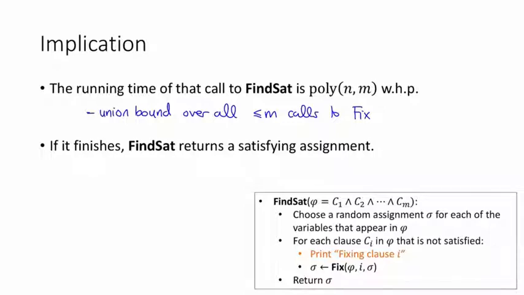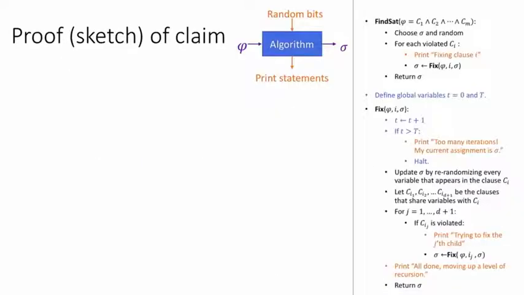So altogether, if we can prove this claim, that each one of these sort of top-level calls to fix returns in polynomial time, that will prove that this entire algorithm works, that the whole thing runs in polynomial time and finds a satisfying assignment. So let's sketch the proof of this claim.